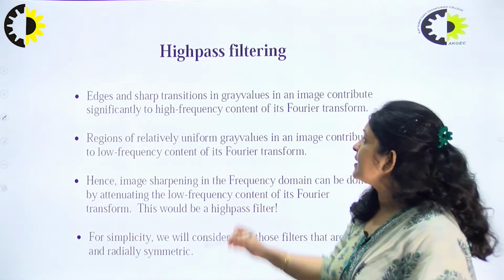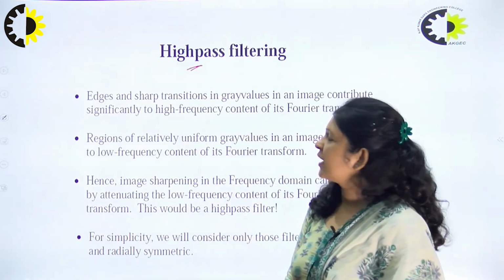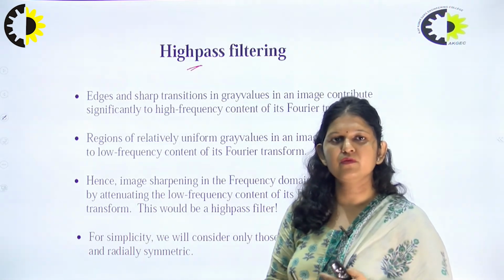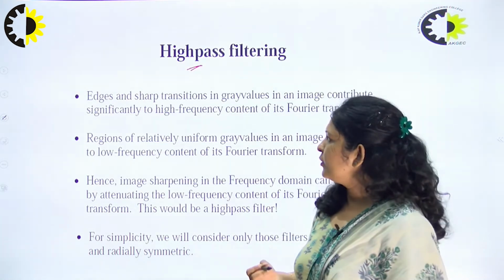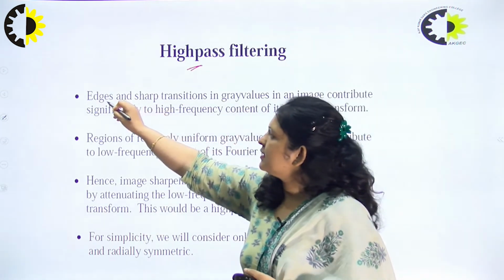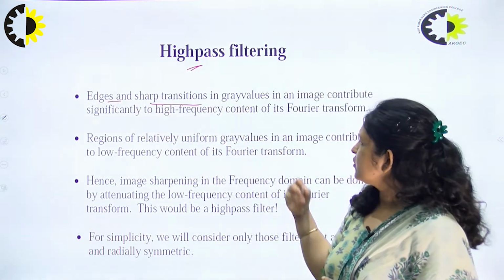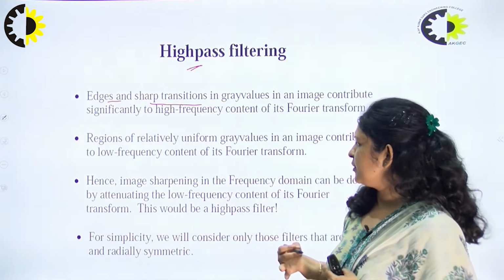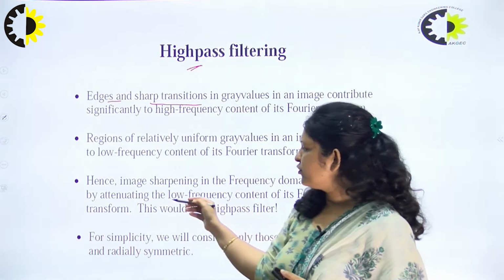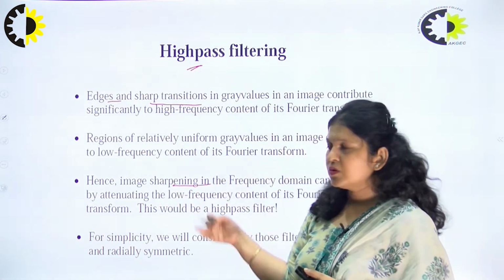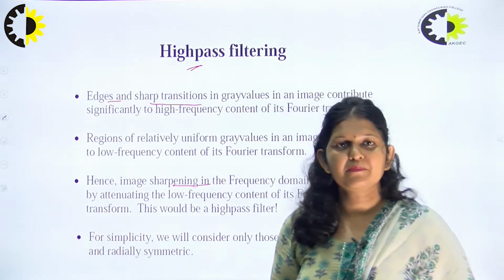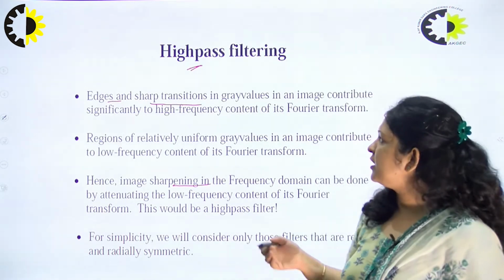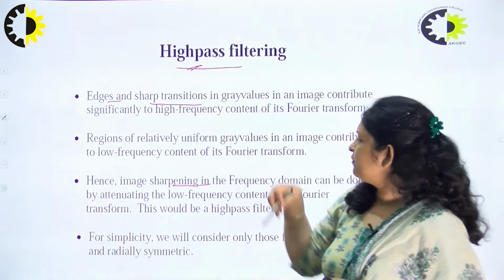Now let's see the high pass filter. High pass means higher frequency components would be preserved, and we will remove the lower frequency components. I told you that high frequencies represent the edges and the sharp transitions. So we need to preserve those, and we need to remove the low frequency components. What we achieve is image sharpening. When we preserve edges, that means we are applying image sharpening. So image sharpening in the frequency domain is done using the high pass filters.